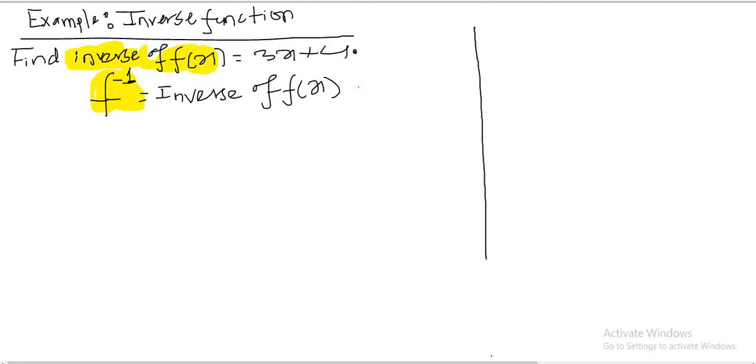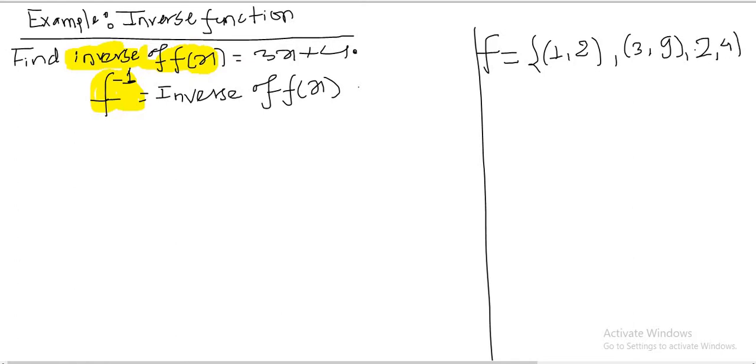In an arrow diagram, if you have a function given in ordered pair form, here I have one example. Suppose function f is (1, 2), (3, 9), and (2, 4). Then if we have to find f inverse of the given function, simply we have to change the x and y components.